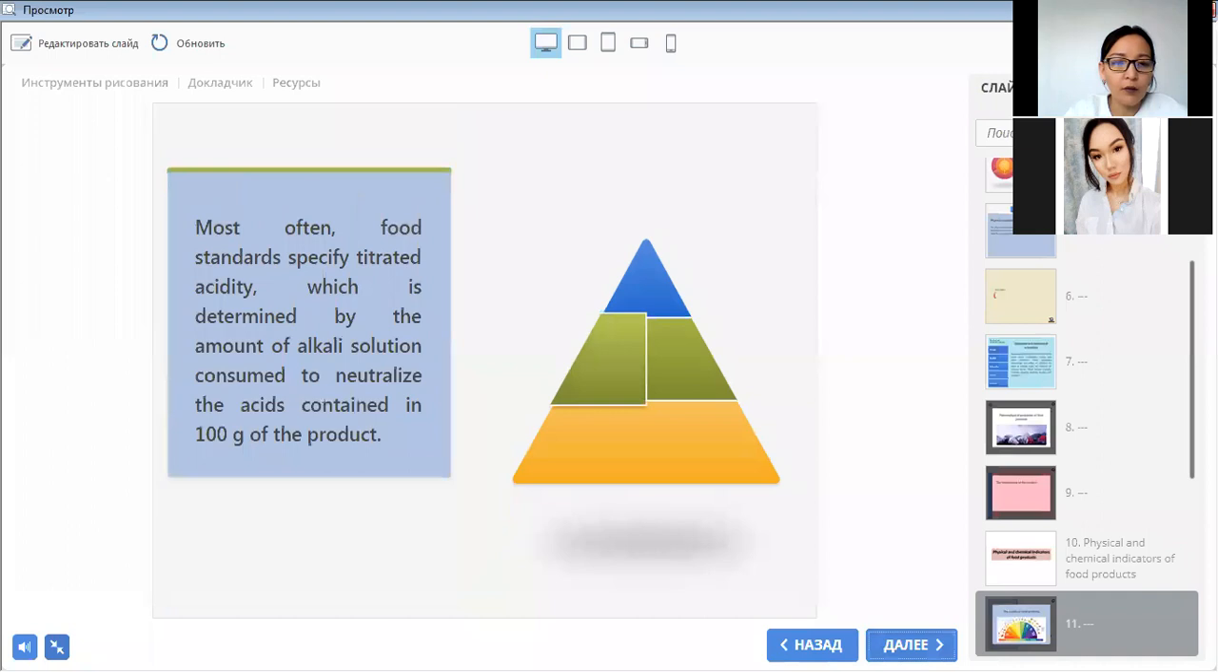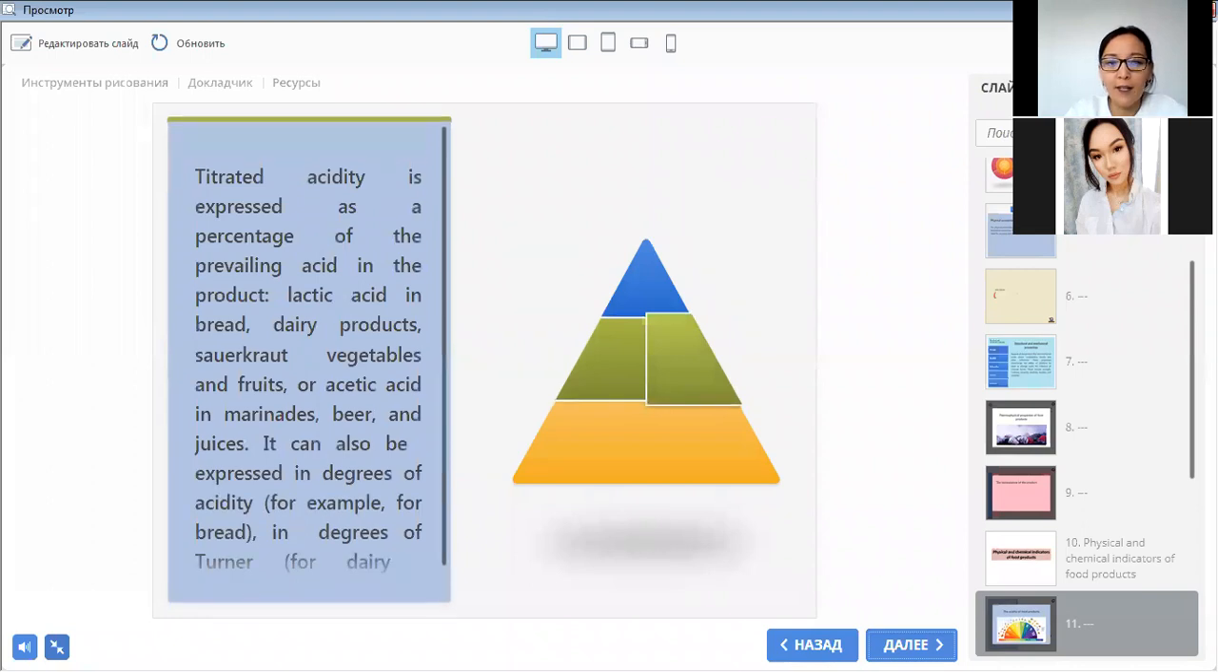And most often, food standards specify titrated acidity, which is determined by the amount of alkali solution consumed to neutralize the acidity contained in 100 grams of the food product. And the titrated acidity is expressed as a percentage of the prevailing acid in the product, such as lactic acid in bread, dairy products, sauerkraut, vegetables, and fruits, or acetic acid in marinades, beer, and juices. It can also be expressed in degrees of acidity.